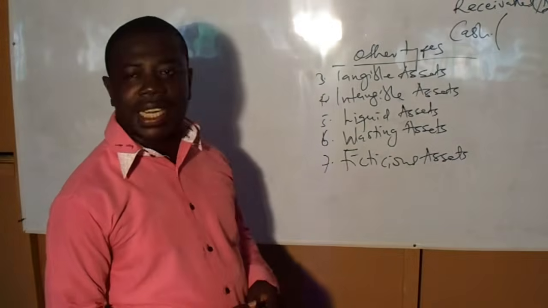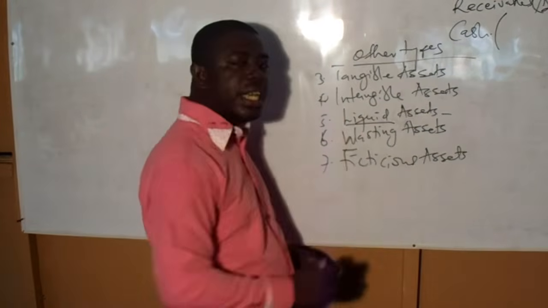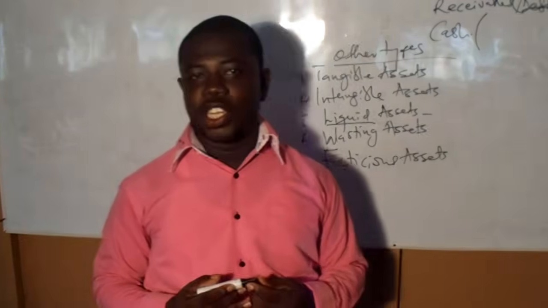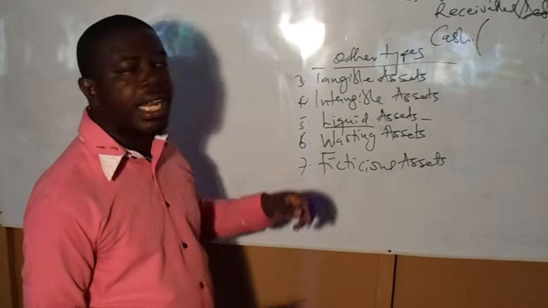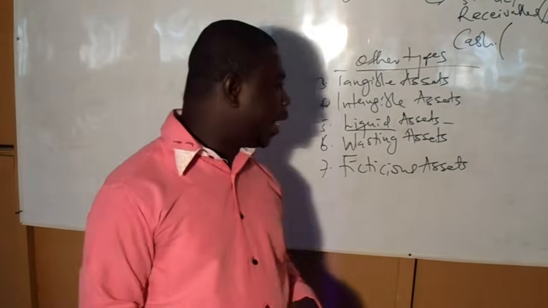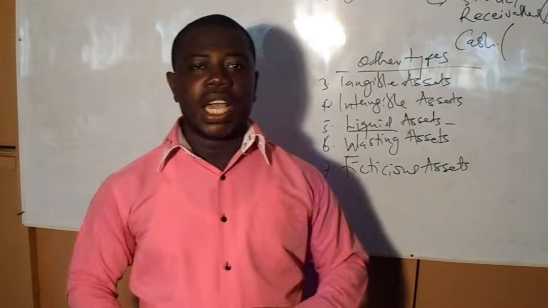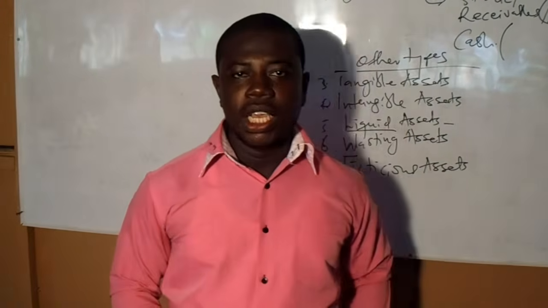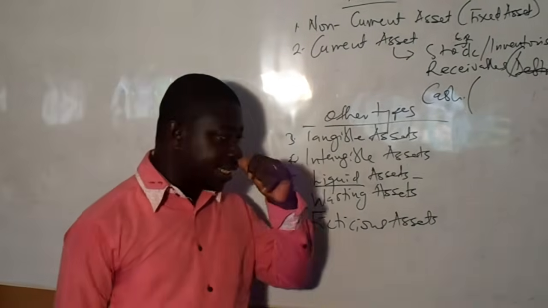Then we can also look at liquid assets. Now, in accounting, when we talk about liquidity, we are not referring to the science definition of liquidity. In a way it's related, we are talking about how fast an asset can be converted to cash. So liquid assets are assets that are easily converted to cash. You can easily change them into cash. Those are liquid assets. And then we look at wasting assets.